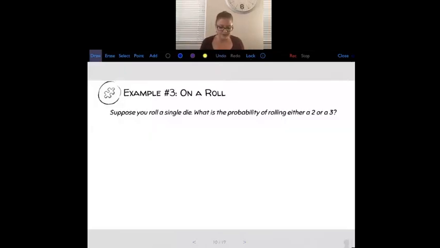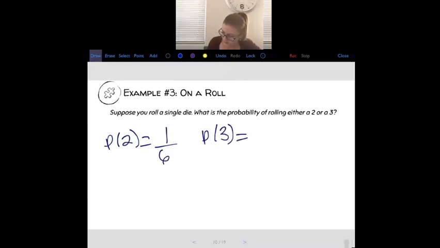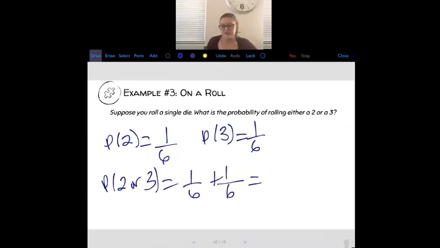So taking a look at this, suppose you roll a single die. What is the probability of getting a 2 or a 3? So these are non-overlapping events because you cannot get a 2 and a 3 at the same time. You can have a 2 or a 3. So you would calculate the probability of a 2 would be 1 out of 6. The probability of rolling a 3 would be 1 out of 6. So to calculate the probability of a 2 or a 3, we would have 1 over 6 plus 1 over 6. Now you can do this in your calculator. When fractions have the same denominator, you add the numerator and keep the denominator the same. So this would be 2 out of 6 or 1/3.